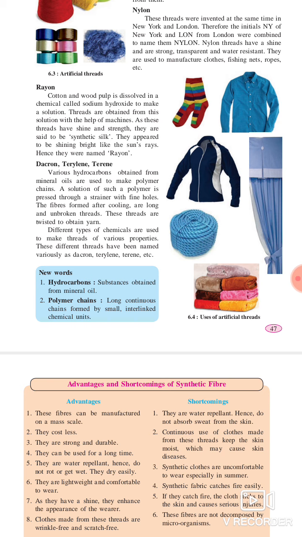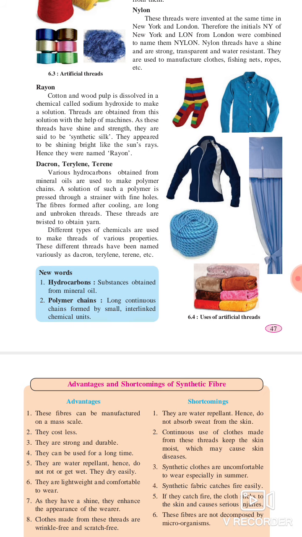Next is rayon. Cotton and wood pulp is dissolved in the chemical. रेयॉन बनाने के लिए क्या करते हैं, कॉटन और वुड को डिज़ोल्व करते हैं एक केमिकल के अंदर, सोडियम हाइड्रोक्साइड, to make a solution. Threads are obtained from this solution with the help of a medicine. As a result, threads have some shine. रेयॉन के अंदर काफ़ी शाइन होती है, इसलिए इसको सिंथेटिक सिल्क, मतलब नेचुरली सिल्क हमें एनिमल से मिलता है, रेशम का कीड़ा. जो रेयॉन है इसे सिंथेटिक मतलब मैन्युफैक्चरिंग, मतलब कंपनी में बनाया गया सिल्क बोलते हैं.